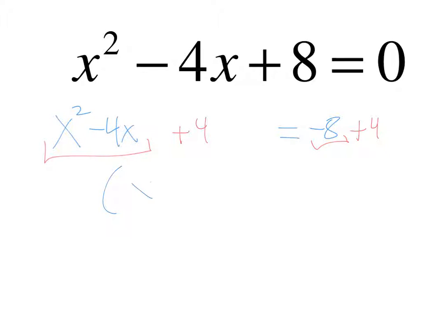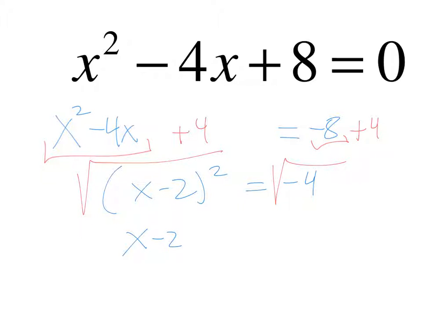This factors into x minus 2 squared, and that's the whole goal of completing the square. And now we can take square roots, and we got x minus 2 equals plus or minus. Now this is going to be the square root of 4 we know is 2, but this is -4, so the square root of the negative gives us an i, so it's 2i. Don't forget the plus or minus, and go ahead and do the square root if you can. So we're almost there.